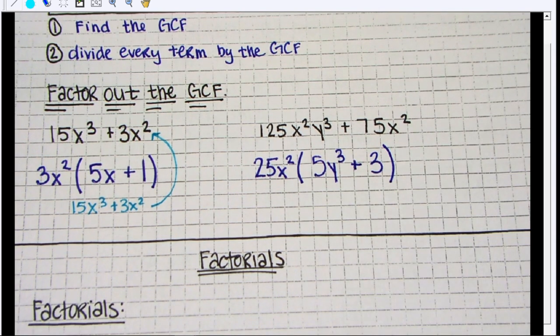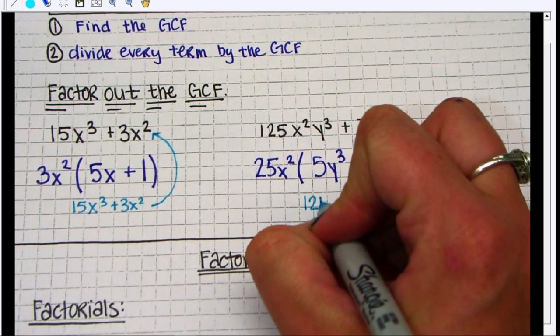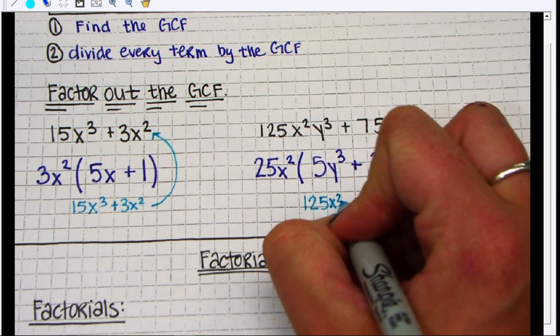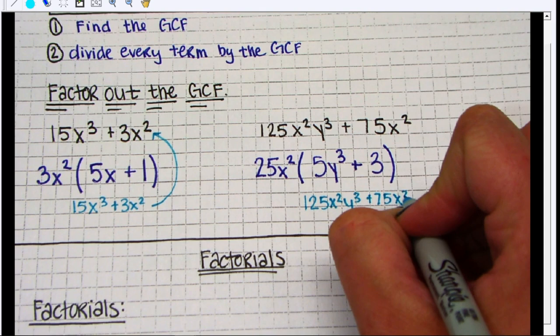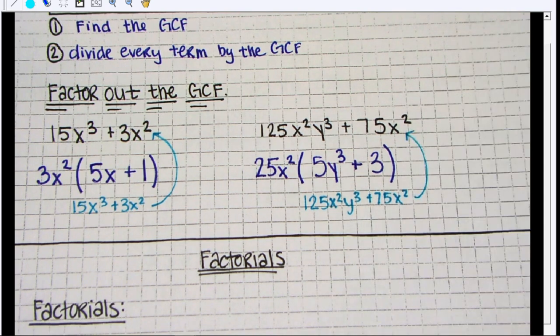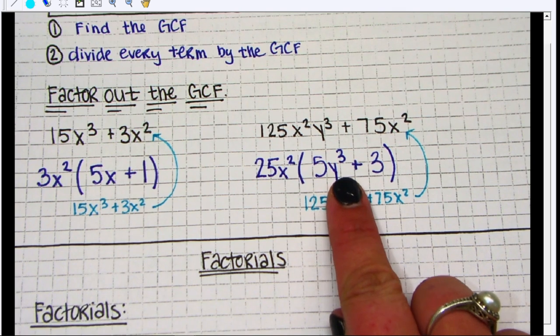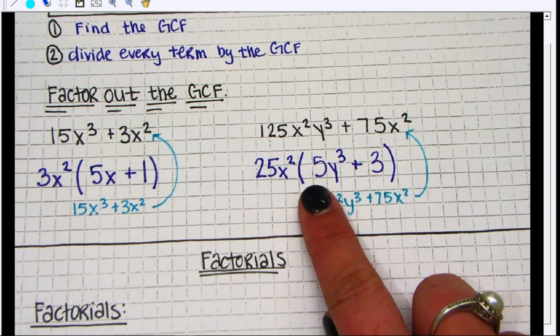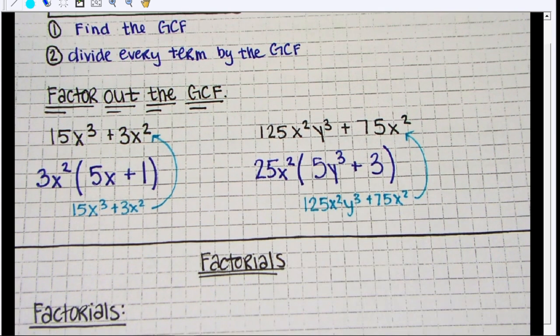Remember, you can always check yourself. So 25 times 5, again, 125. Then x times nothing, x squared, y cubed. 25 times 3, 75, x squared, and it takes you right back. Another thing that you need to practice, always just pay attention to what you're doing. So right here, check to make sure what's left can't be simplified anymore. So 3 and 5 have no common factors, so you know that you're finished. If you're rusty on your multiplication, just check inside of the parentheses.